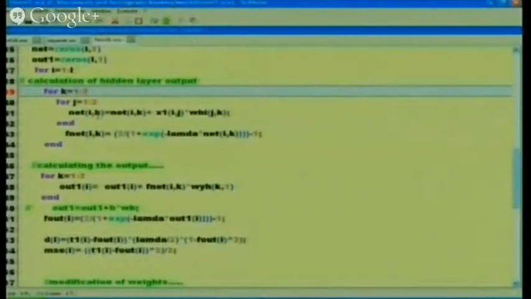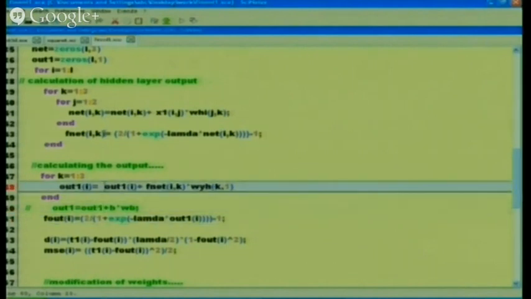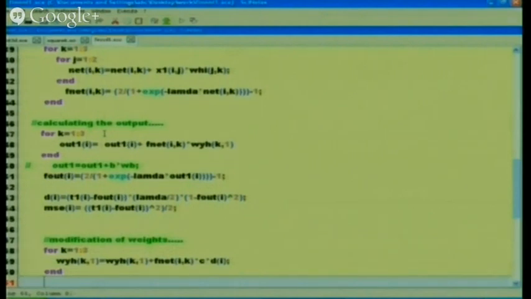After calculating f of net, for the loop we have now calculated the output for each hidden neuron. Because in the hidden layer we had 3 neurons, we are getting 3 outputs. i is going from 1 to L and k is going from 1 to 3. So f of net and net are being calculated. Now coming to the output, for the output we are calculating f for k is equal to 1 to 3.